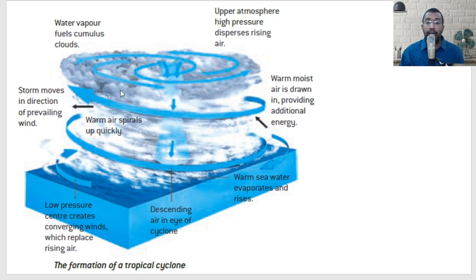See, as we properly observe this entire cyclonic event, they're just spiraling. The warm air spirals up quickly. And this spiraling is because of the presence of Coriolis force, isn't it? Yes. And it also says the upper atmosphere should have a good amount of high pressure dispersing rising air. Whatever air is rising should get dispersed, and the water vapor which has been carried into the higher altitudes should form into a good amount of clouds.